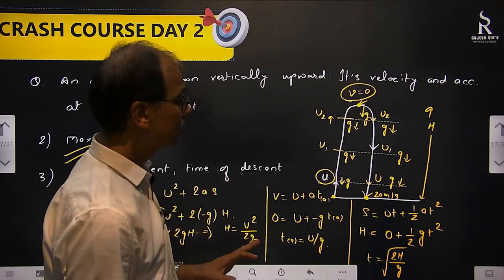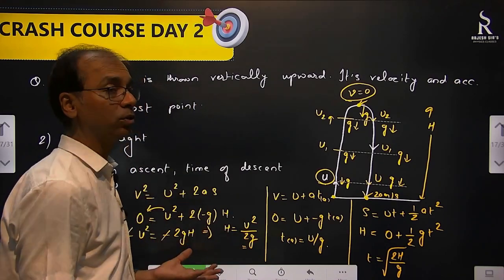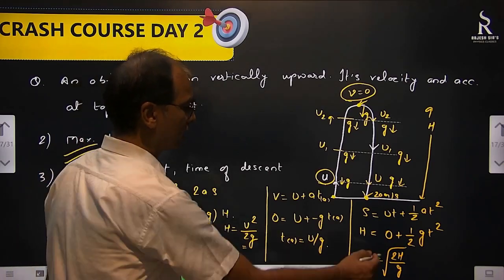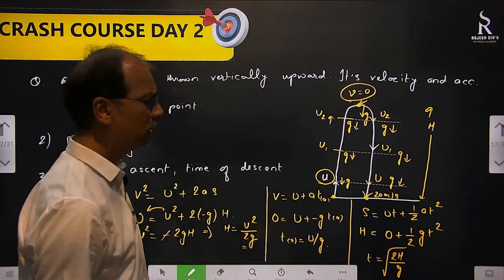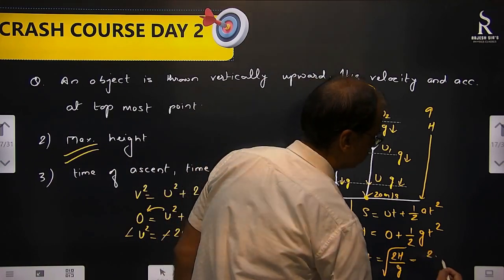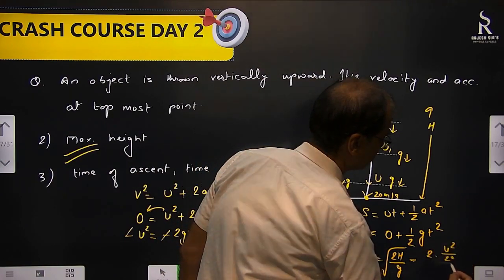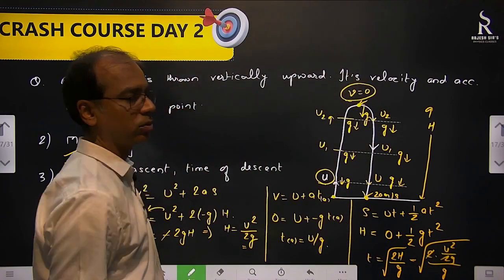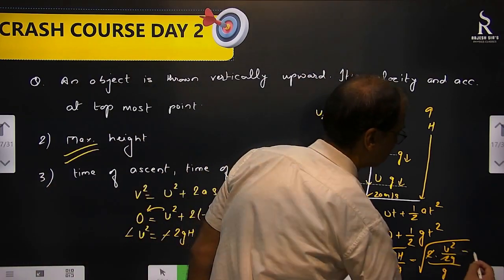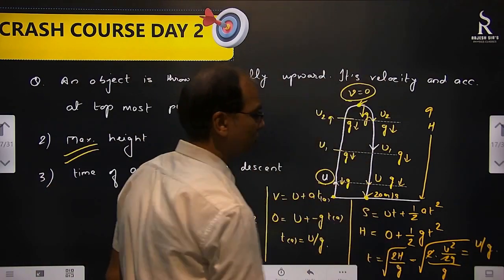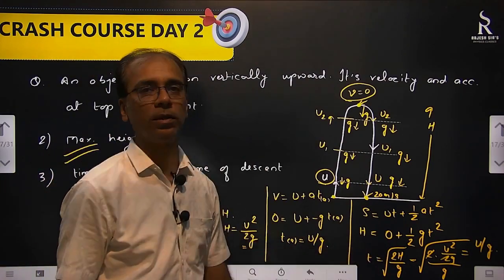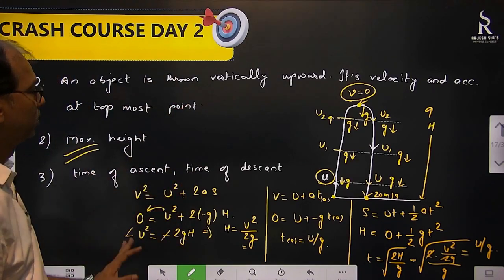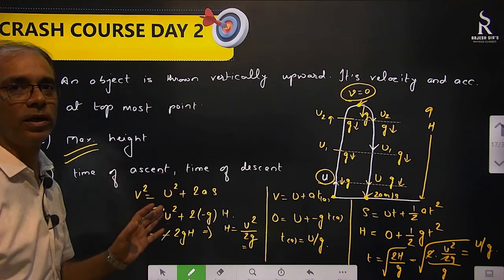But we will say, no sir, we have seen that time of flight is 2u by g. That means time of descent is also u by g. That we can also get, because we already know the h value. Put that in: root of 2 into u square by 2g, by g. See, 2 and 2 get cancelled. Now what is it? u square by g square, that means u by g. But the actual formula of time of descent is root 2h by g. Clear? All the formulas we have done: maximum height, time of ascent, time of descent, time of flight, everything we calculated here.